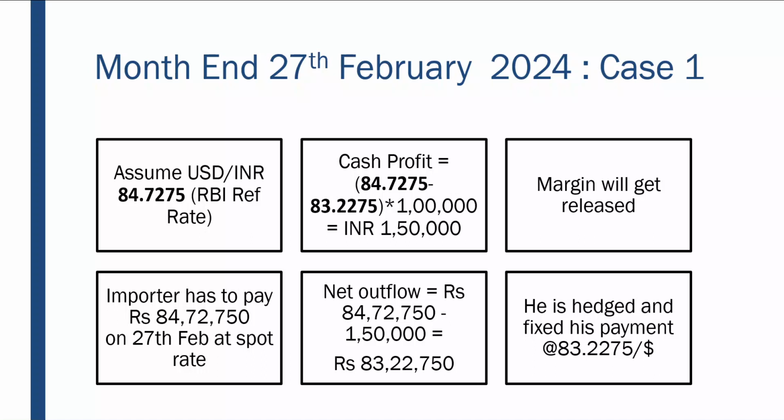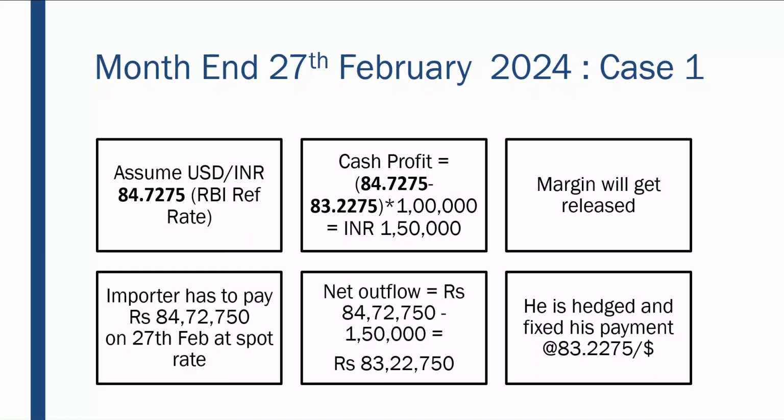Isn't it? So net, what is the price I have paid? How much money have I paid? 83 lakh 22,000 on this transaction. Both transactions, the hedge transaction as well as the payment for the imports. So net, I have made a payment of 83 lakh 22,000, which works out to 83.2275 per dollar. Is that okay? And what did I do on the 25th? I didn't pay any money on that day. I paid the margin money for entering into the trade. So the stock exchange says, okay, you want to buy a dollar, please deposit some money.